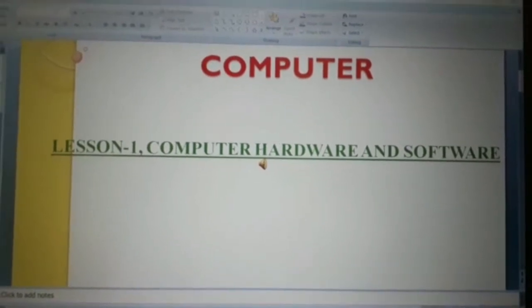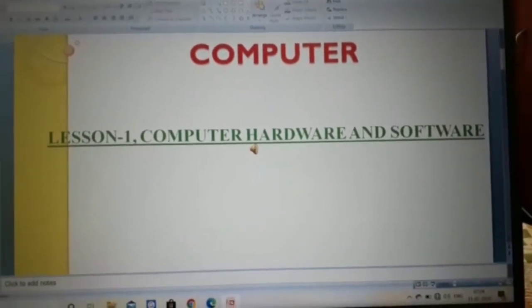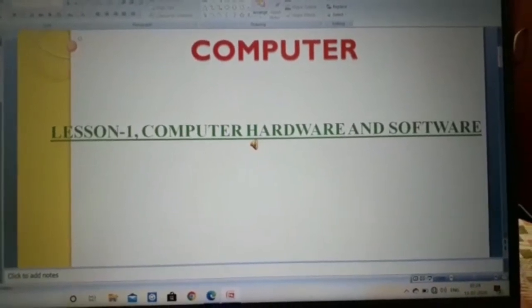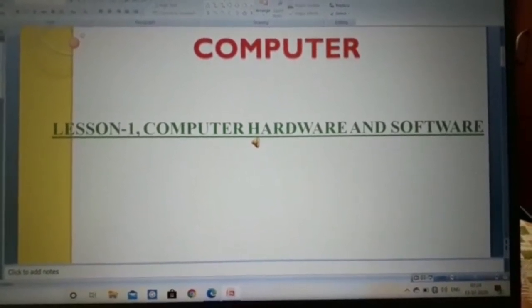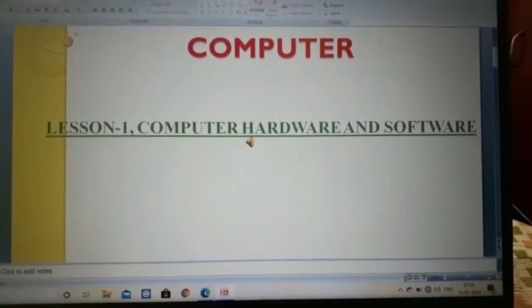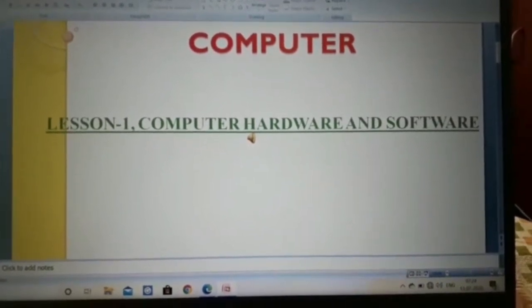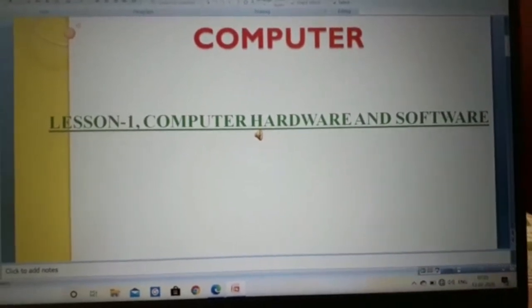So we are on lesson 1, computer hardware and software. In the previous session we have learned and read the first part of the chapter. We are going to read the chapter in 3 parts. Today we are going to understand the second part of this chapter. So let's start the class.